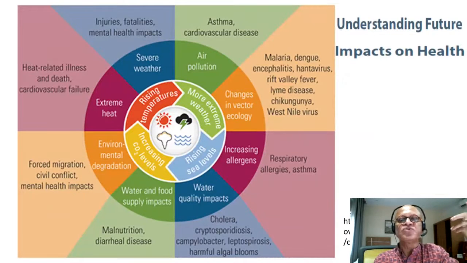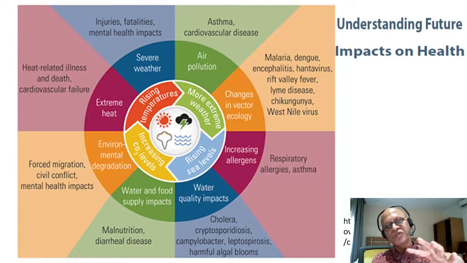And this leads to understanding future impacts on health. We have looked at this figure as well before, and again, while this is a good motherhood statement in terms of the climate variables like rising temperatures, more extreme weather, rising sea levels, increasing CO2 levels, affecting various health factors like air pollution, changes in vector ecology, allergies, water quality, food supply, environmental degradation, extreme heat and severe weather, leading to health outcomes in asthma, cardiovascular diseases, various diseases that we looked at, vector-borne, respiratory allergies, asthma, waterborne diseases, food-related, food security, quantity, quality, utilization effects, forced migrations, conflicts, and mental health impacts we talked about, and so on.